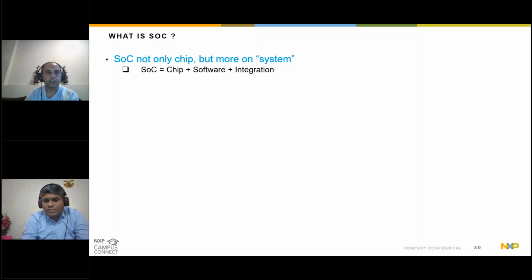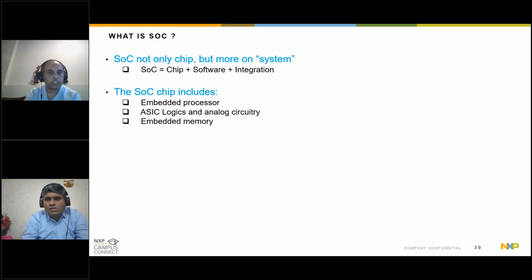Okay? So what is SOC? SOC is not only a chip, but more of a system. SOC is complete chip, software, and integration. So basically, you can imagine if you give a piece of hardware to somebody, it's of no use unless a person is able to write software on it, and is able to integrate the software and hardware together for optimal use, as per the application need, right? So that's what overall an SOC is.